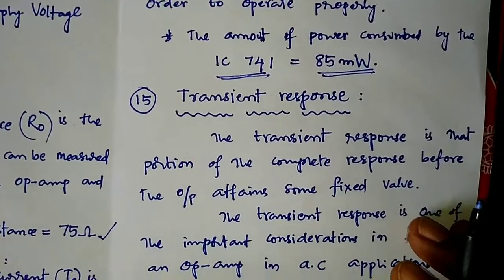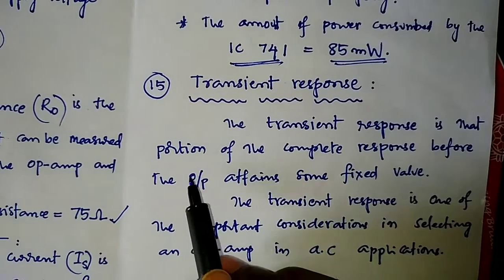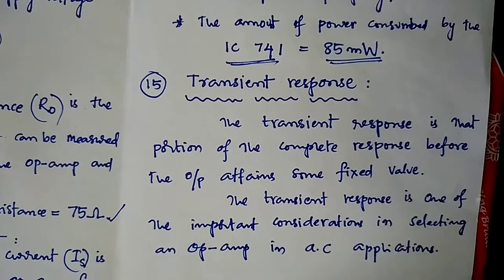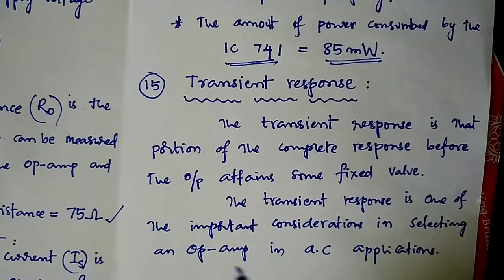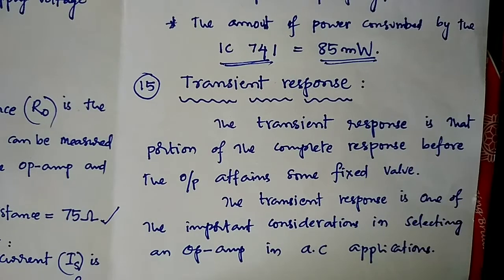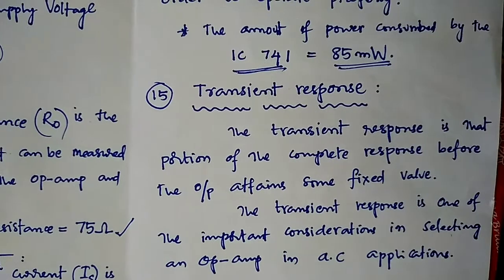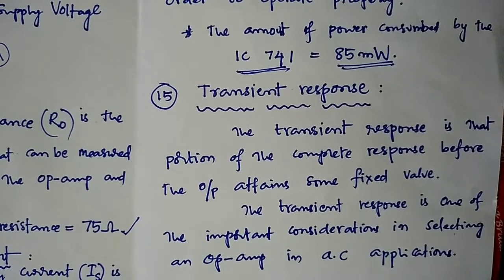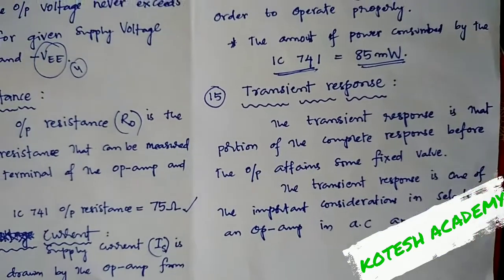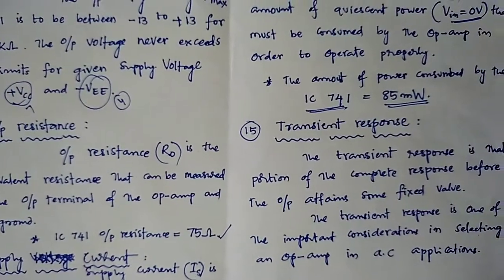And the 15th parameter is transient response. The transient response is that portion of the complete response before the output attains some fixed value. The transient response is one of the important considerations in selecting an operational amplifier in AC applications. To run the entire operation, you have a transient and a steady state, and then only can you calculate the entire response. Based on this, you can segregate it into transient response and steady state response.